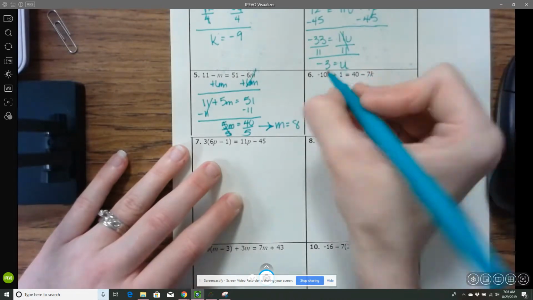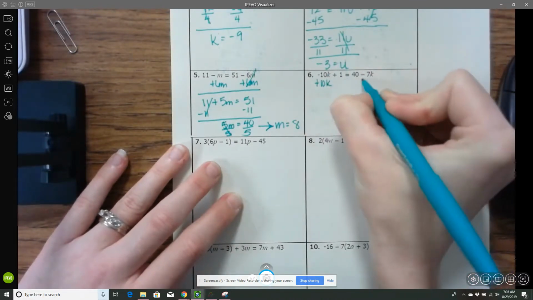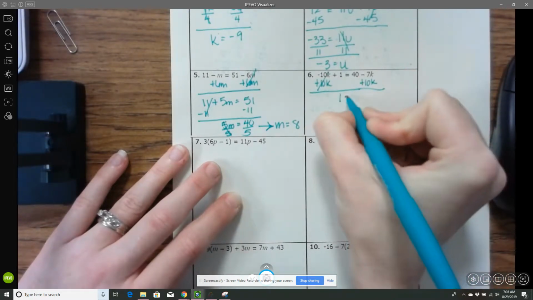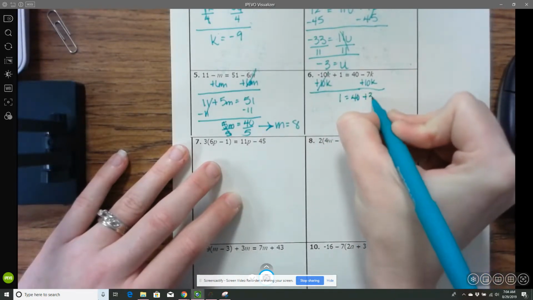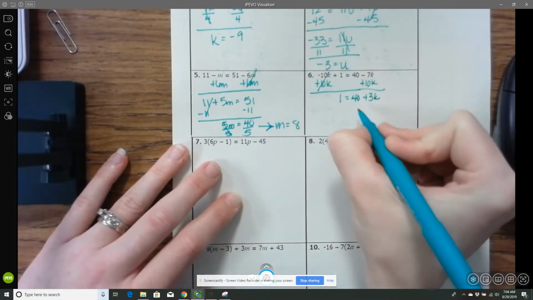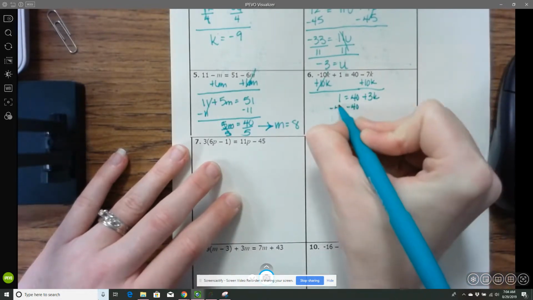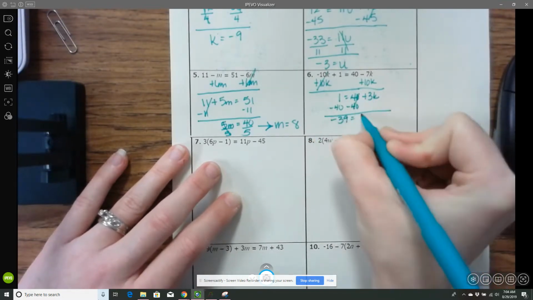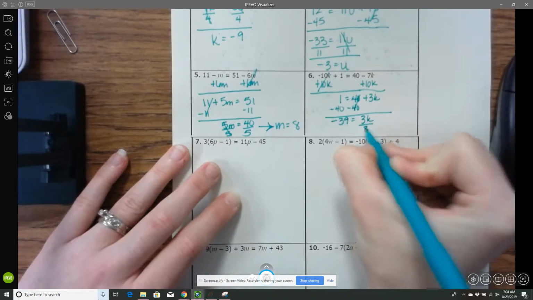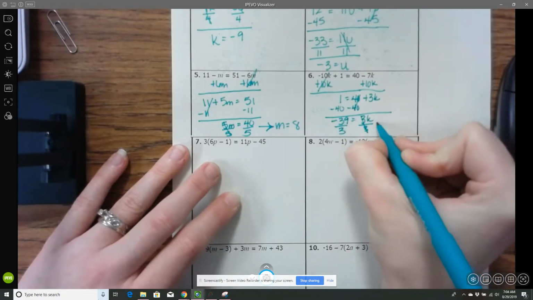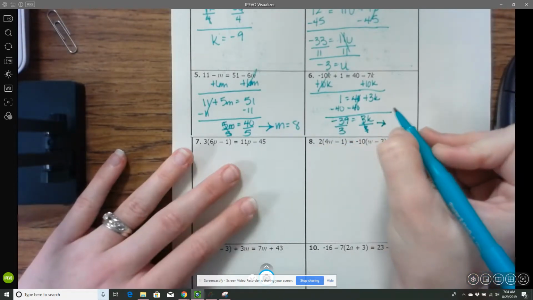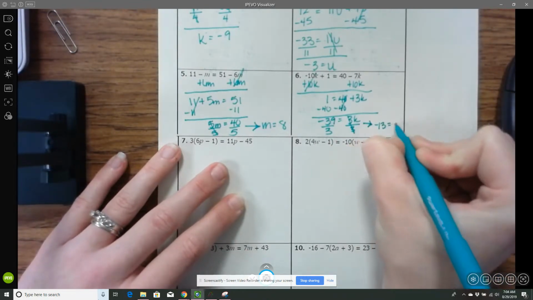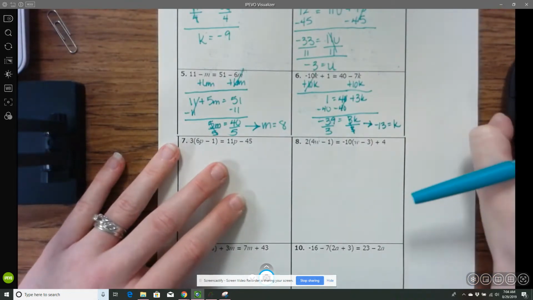All right, now I've got negative 10k plus 1 equals 40 minus 7k. So let's add the 10k to both sides. These cancel. Two-step equation again. So subtract 40 from both sides. So I've got negative 39 equals 3k, and then divide both sides by 3. So again, I'm kind of running out of room, so I'm going to write my solution here. So negative 39 divided by 3 is a negative 13, and that would equal k.